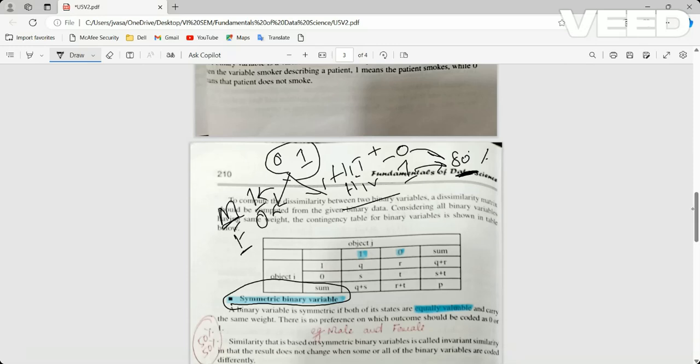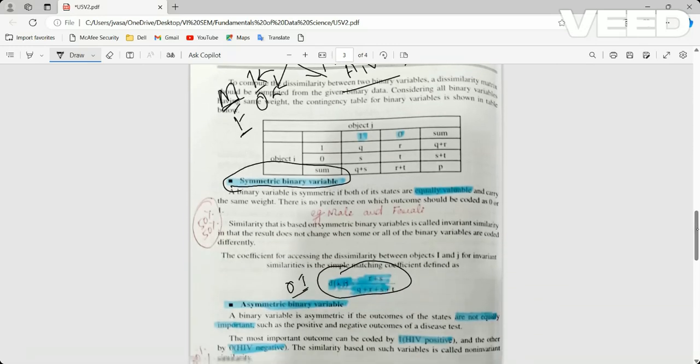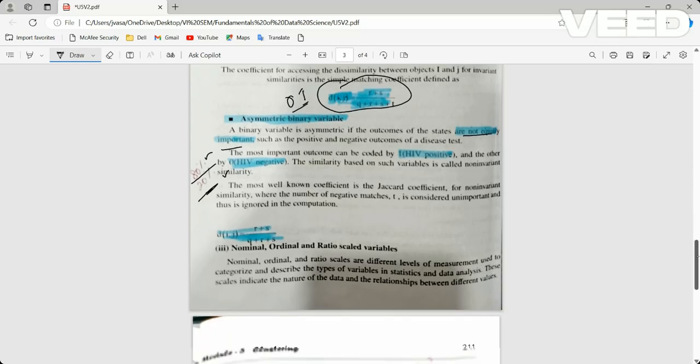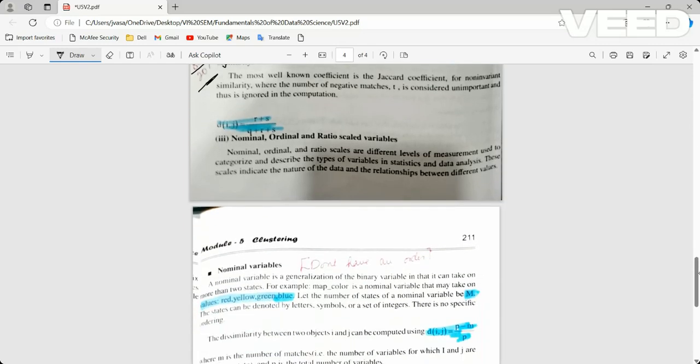In this case, you have zeros and ones. Listen very carefully here, where both are completely different. This is very important and this is not very important. They are not equally important. When you have this kind of variables, it is called asymmetric binary variables. Symmetric binary variables, asymmetric binary variables. And to find the dissimilarity, a very important word, this is the formula. So just take it down.